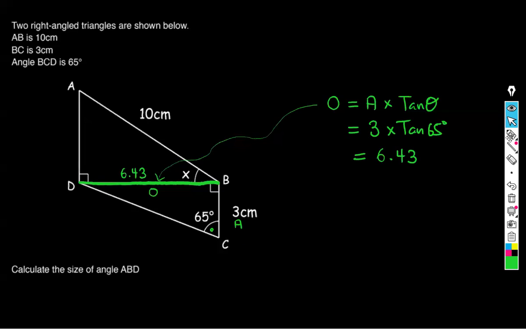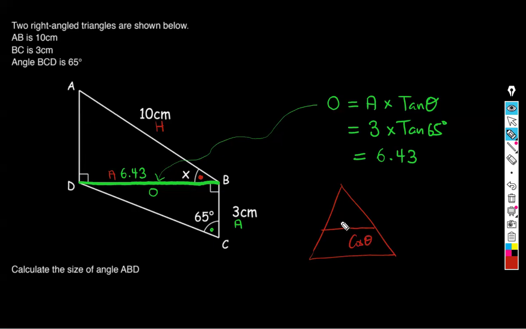I think it's cosine. No, it can't be sine. Now, let me see. If you're standing up over here by x, for sure the hypotenuse is the 10, because it's opposite the right angle. And this 6.43 has to be the adjacent. It has to be cosine, right?